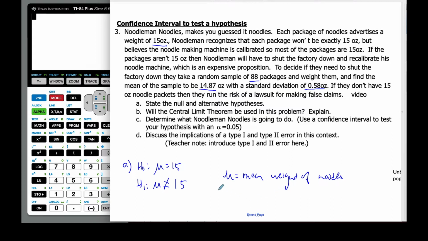Okay, and so I am planning to use a 1 sample t interval because it says to do a t interval here. And the degrees of freedom are going to be 87.